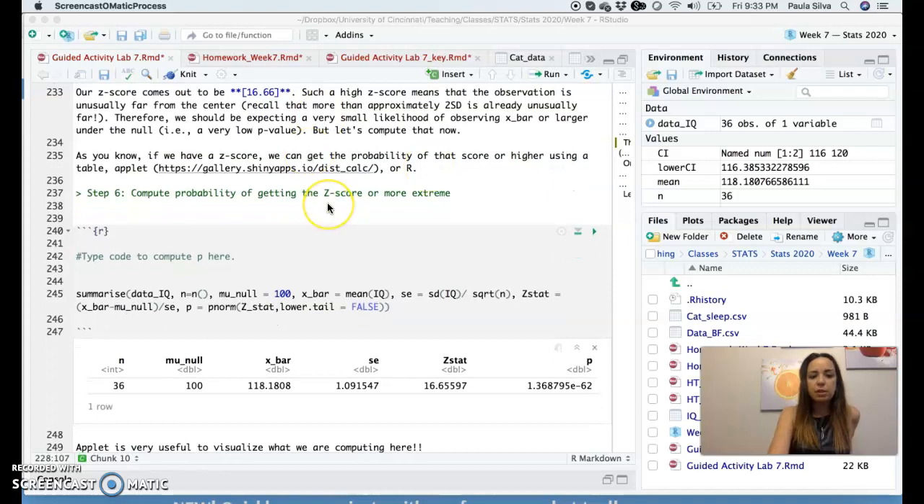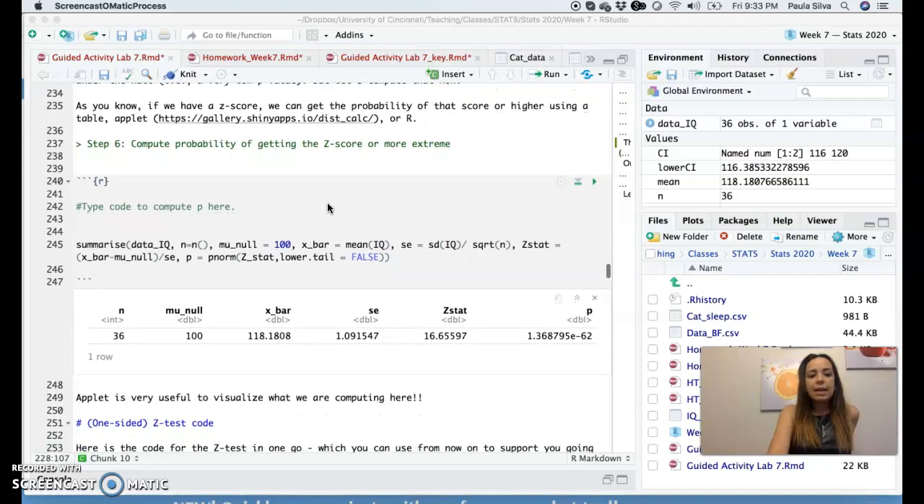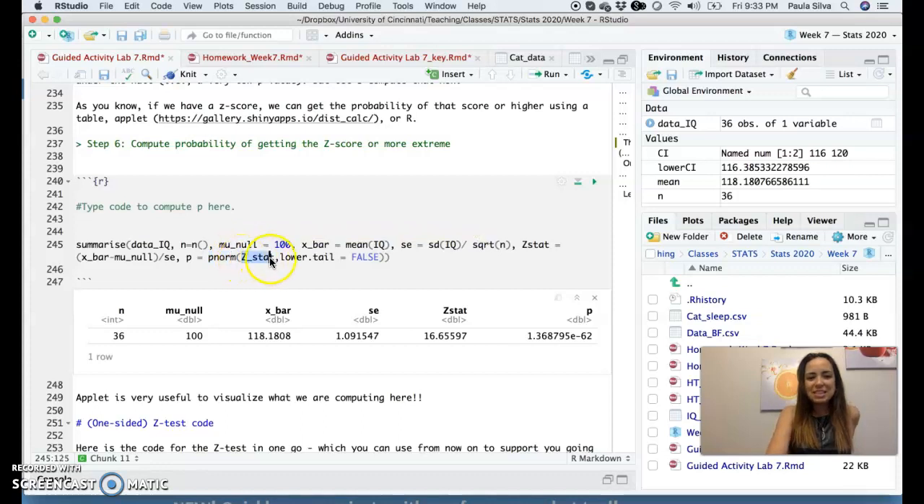So let's compute the probability of getting that particular z-score or more extreme. Again, now we'll use the pnorm that you also learned last time. We'll put the z-statistic there, and we want the upper tail, the particular finding we had or larger. That's why we're setting lower.tail to FALSE. In this case, we want larger. It's a directional hypothesis, and the hypothesis is that the score will be that particular value or larger, greater than 100. That's what we hypothesized in the alternative hypothesis.